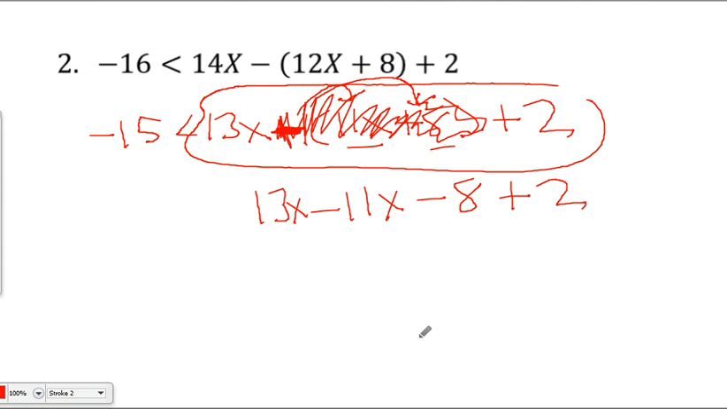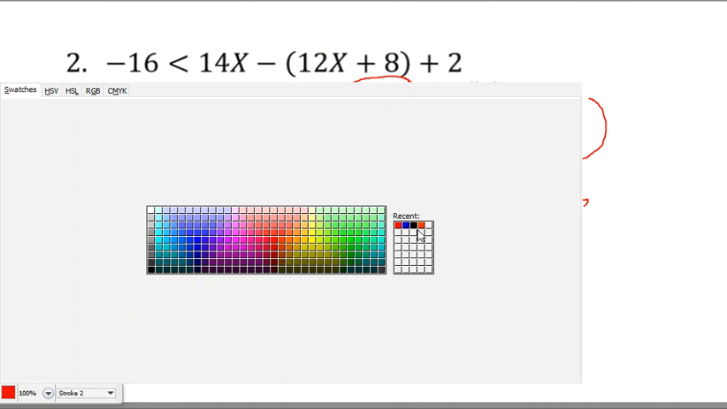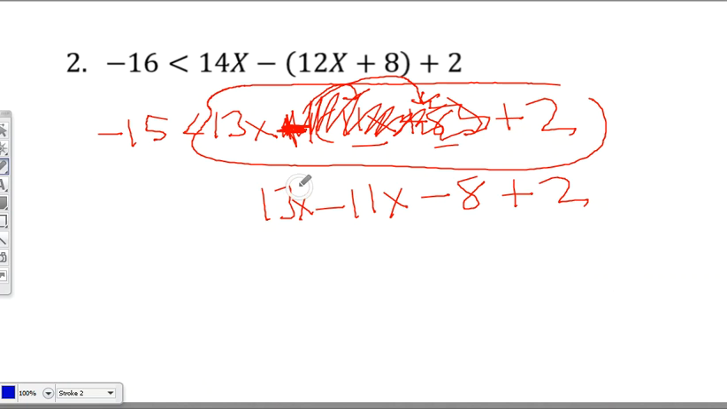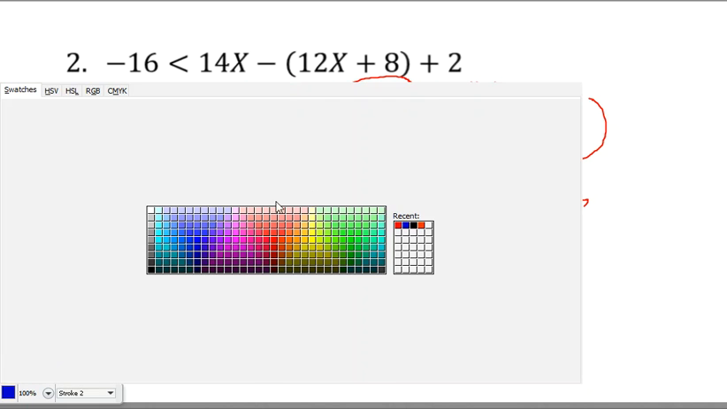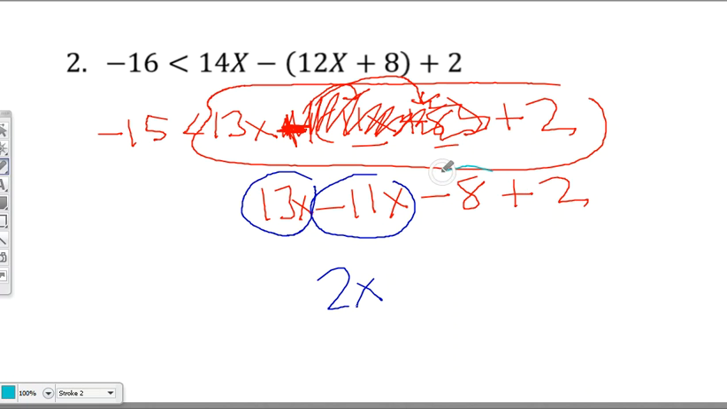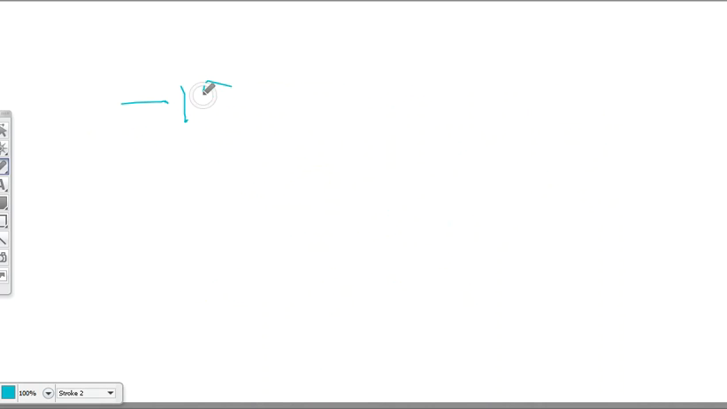And we're not done simplifying yet. Remember, we always have to simplify completely before we move forward with solving. When we look at like terms that we can combine here, we have a 13x and a negative 11x, and that would be a 2x. And then we also have a negative 8 and a positive 2, and that would be a negative 6. Okay, now from there, negative 15 is less than 2 times x minus 6.